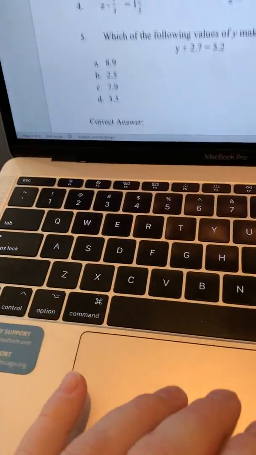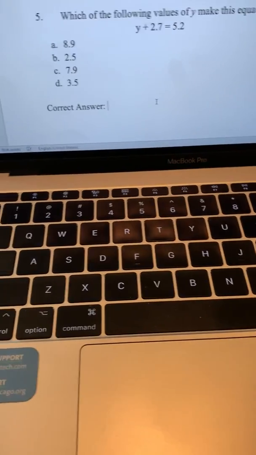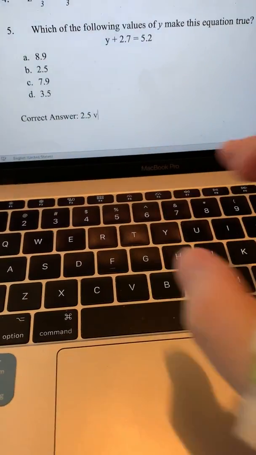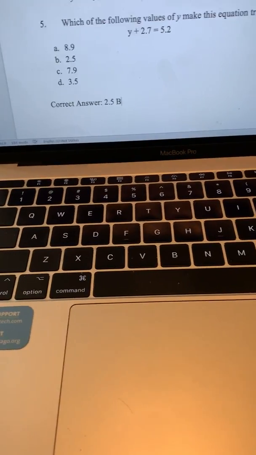Once I know that it's 2.5, I should go where it says correct answer, and I can either put 2.5 or I can put the letter B. Both of those are acceptable.